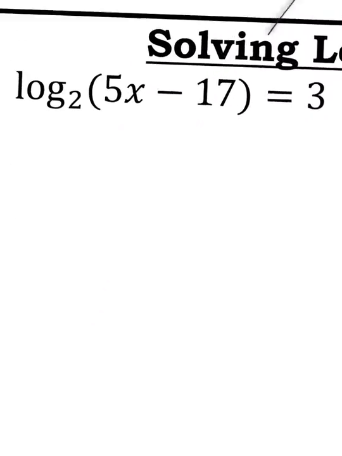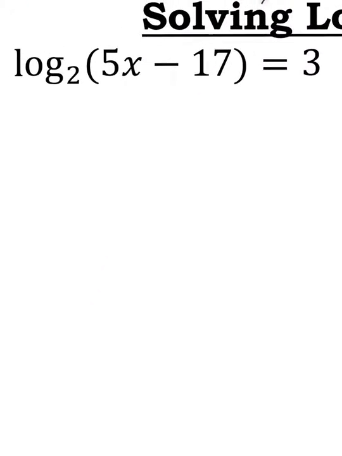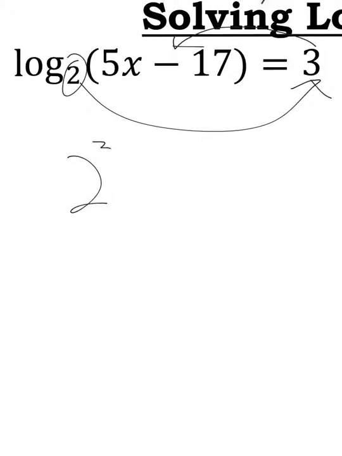Here I have a log problem, but the way you're going to solve a log is by converting it to an exponential equation, just like we had an exponential equation and we converted it to a log. So you're going to take the 2, you take your base, raise it to that power, and it'll equal whatever's in the middle. That's just the pattern we went over in all the other log videos. So 2 to the third power equals 5x minus 17. Okay, so 2 to the third power is 8.